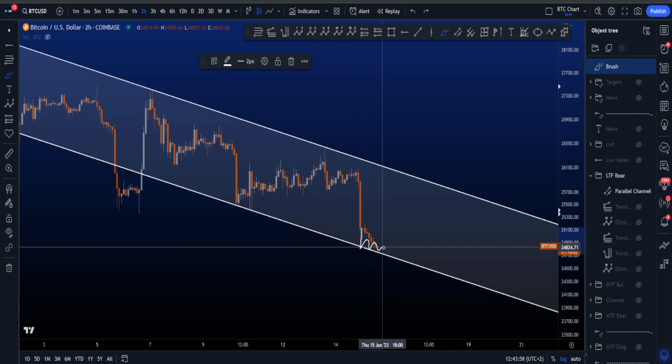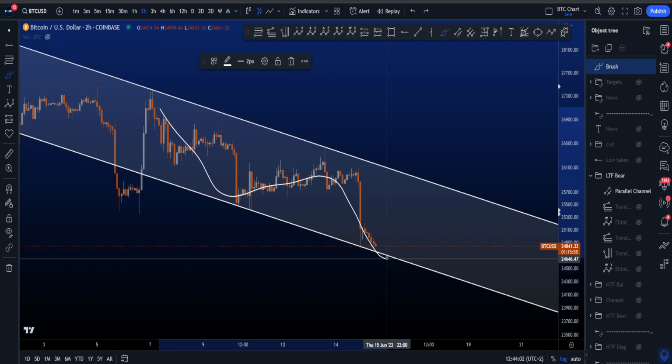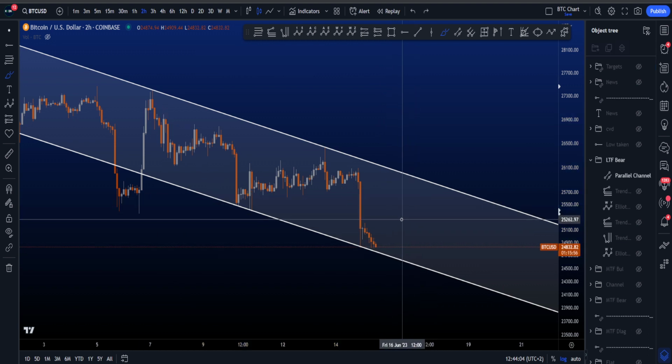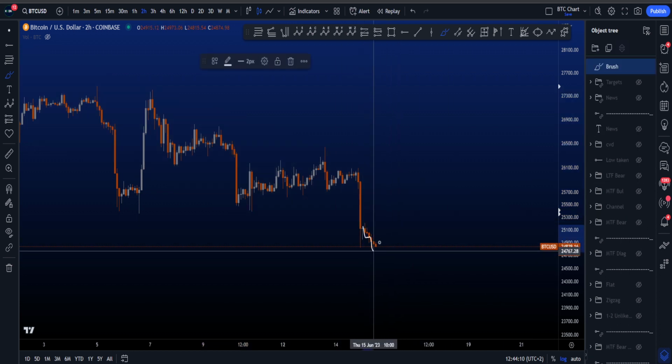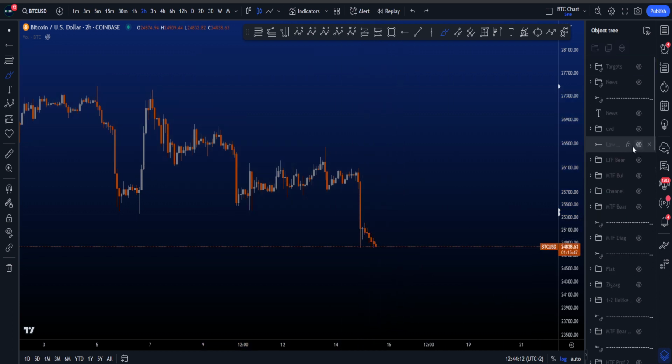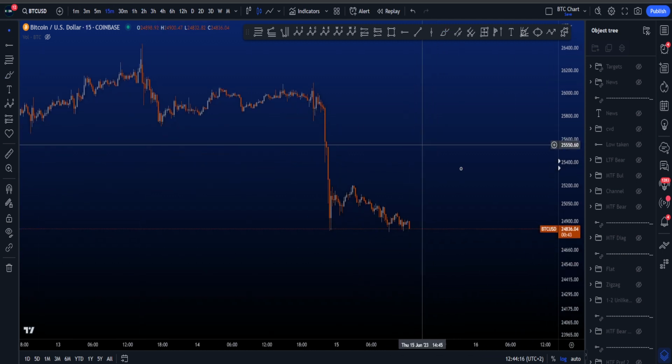But as long as the channel is respected, this is still very much a corrective structure for potentially then a move back to the upper side of the channel, right? That is basically how to trade a channel. But of course, then again, we are in an impulsive move to the downside, where if I go to the 15-minute, I want to show you something.